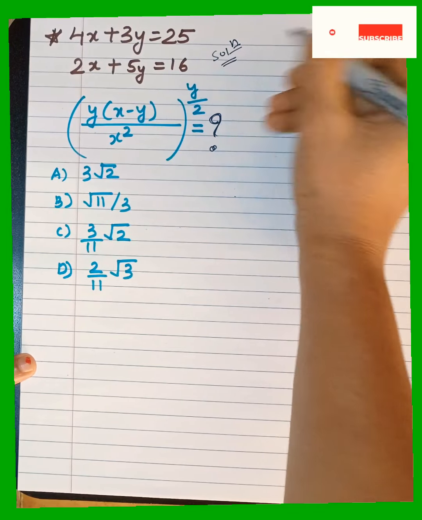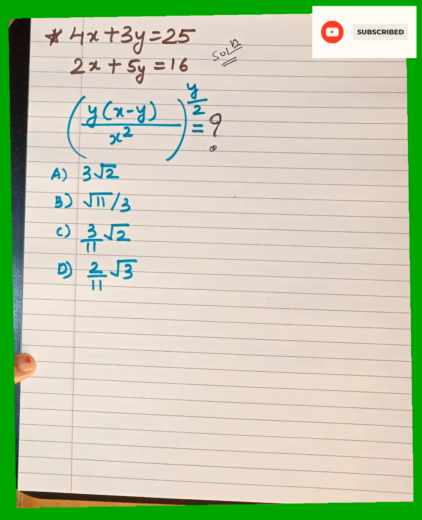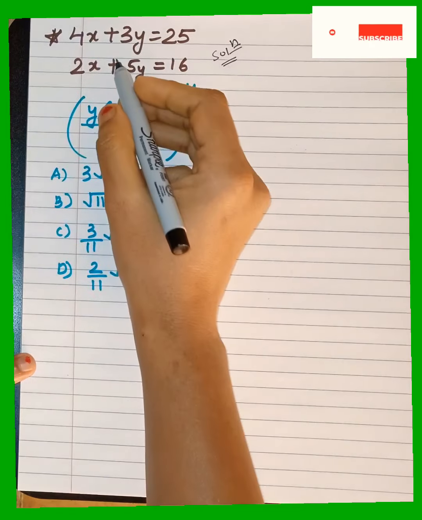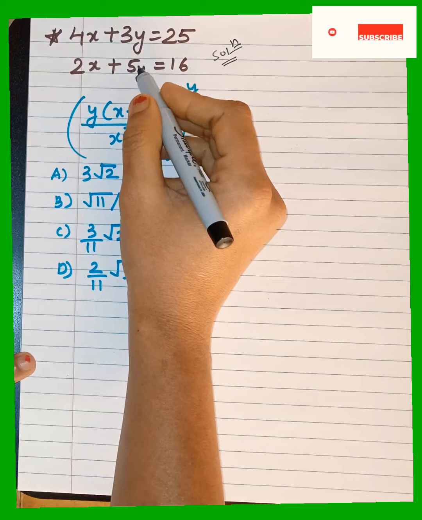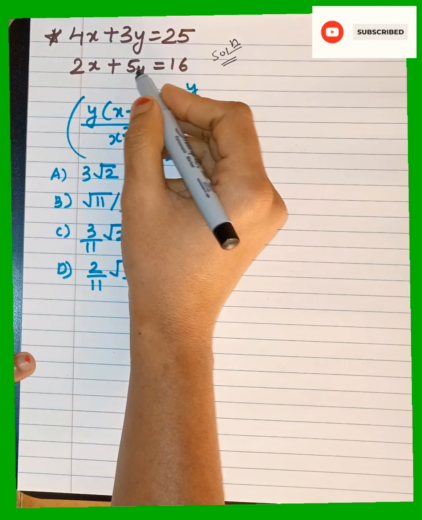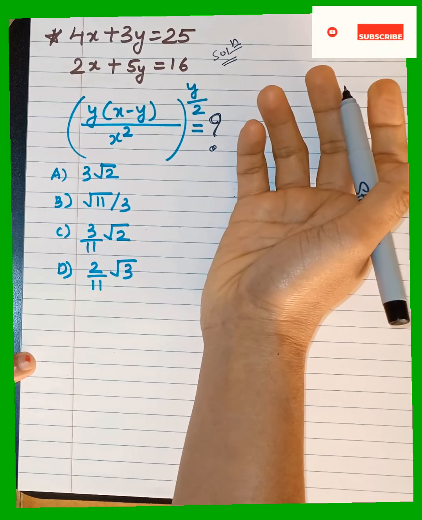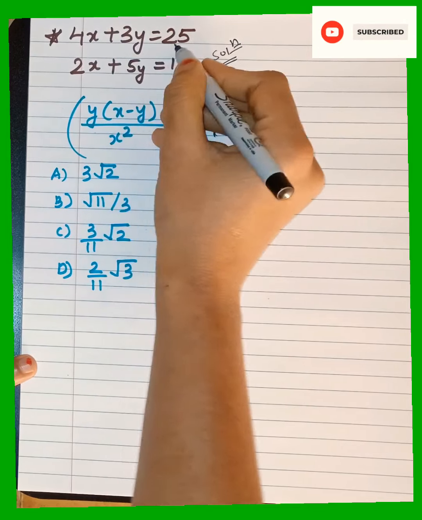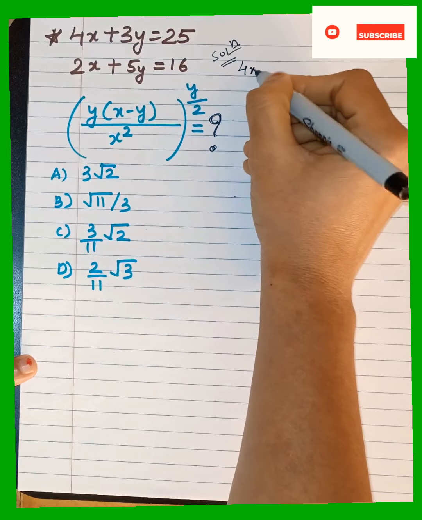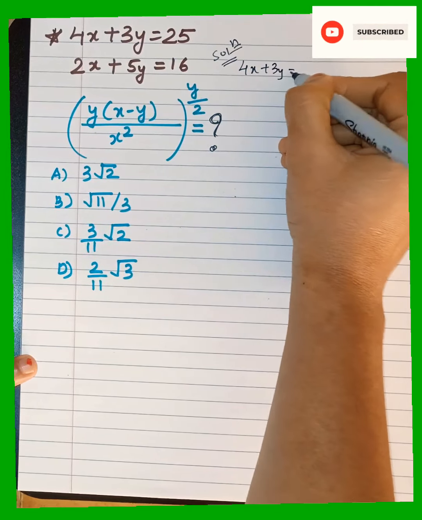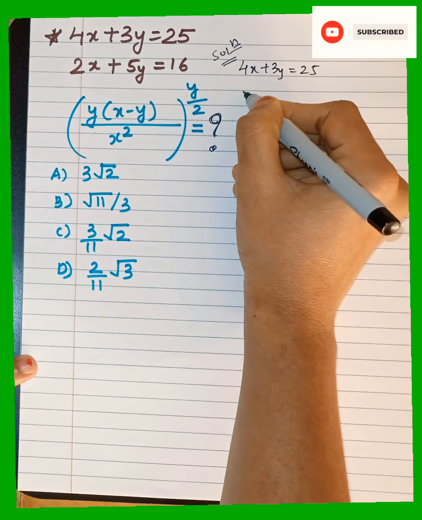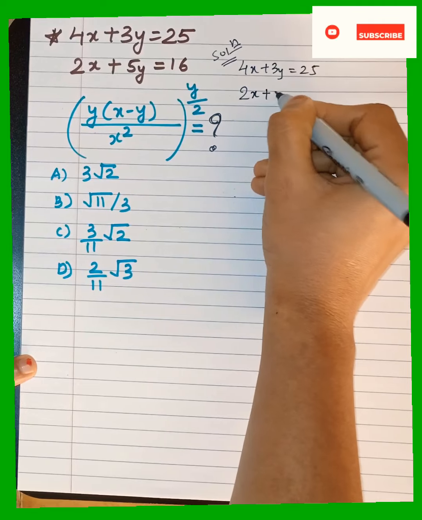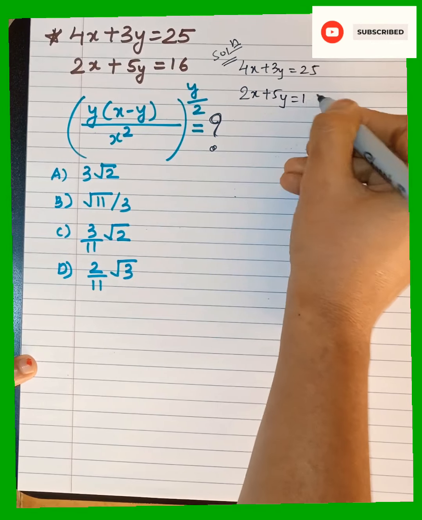So let's see the solution part. Moving ahead with the solution part. So this is our equation. Now if you see, we can solve it by elimination method. By subtracting these two equations, we can get one variable's value. So 4x plus 3y equal to 25 is given, and the next equation is 2x plus 5y equal to 16.